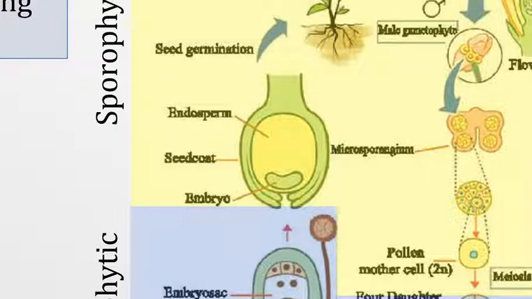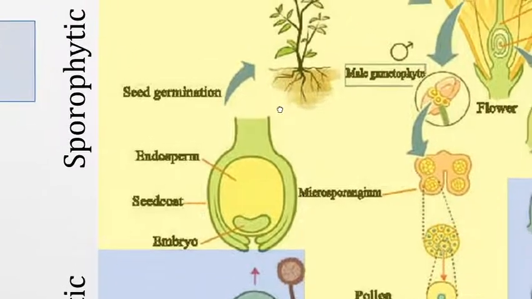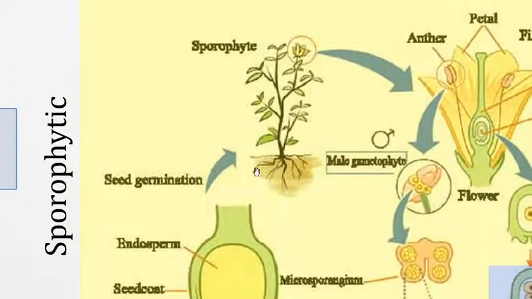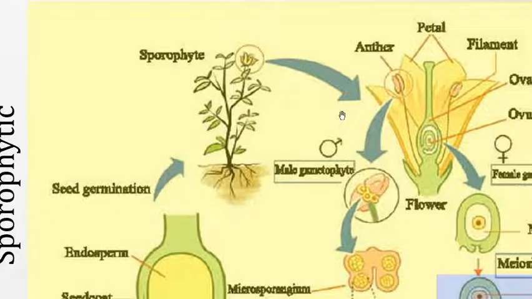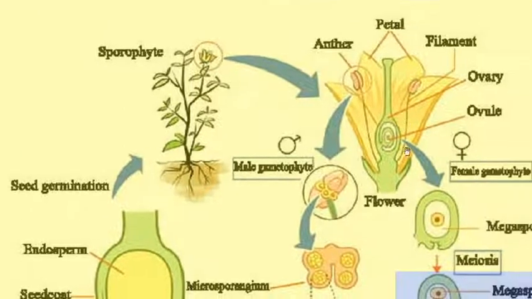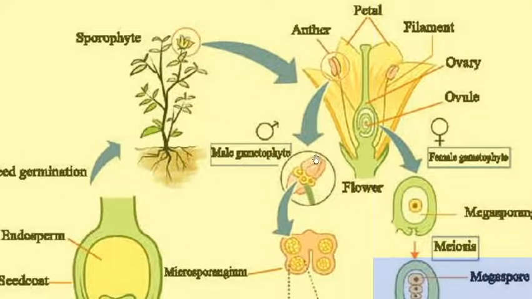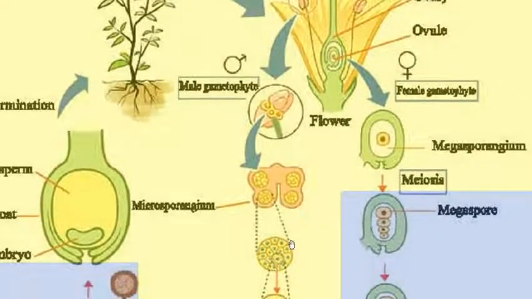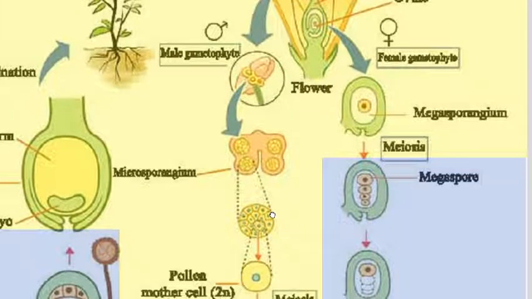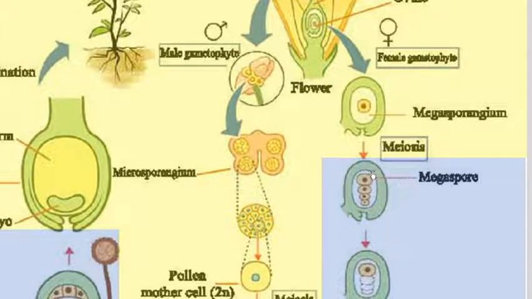So this embryo is the first cell having diploid state, and from this embryo we find a mature seed. When this seed germinates, it produces a fully grown plant that is also diploid, and then it produces a flower. Inside the flower there is anther, and there is also ovule. Inside the anther there are pollen mother cells, and there are also megaspore mother cells inside the ovule.